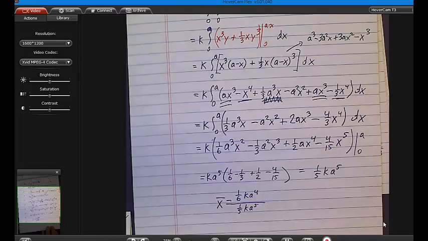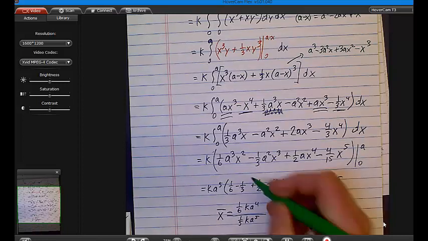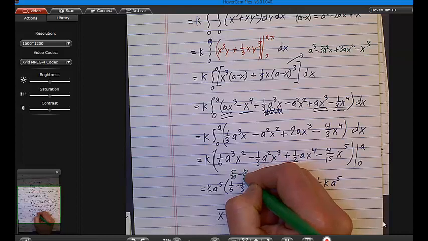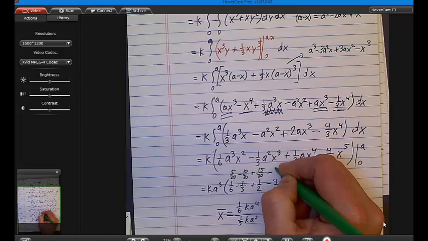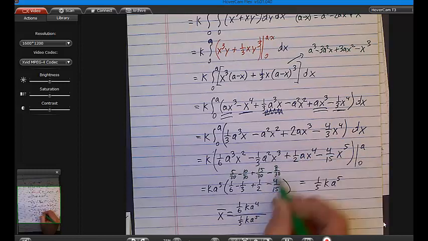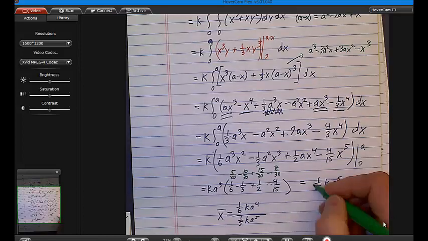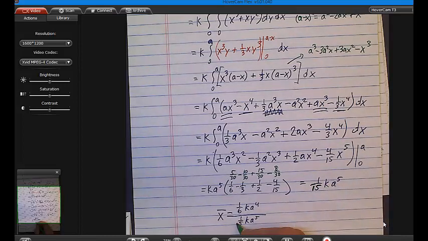Let's see. What's the common denominator? 30, right? So I have 5/30 minus 10/30 plus 15/30 minus 8/30. So 20 minus 10 is 10, minus 8 is 2/30. I'm getting 1/15. That's what you meant, right? Yeah, sure, that's what I meant. 1/15. Definitely what I meant.